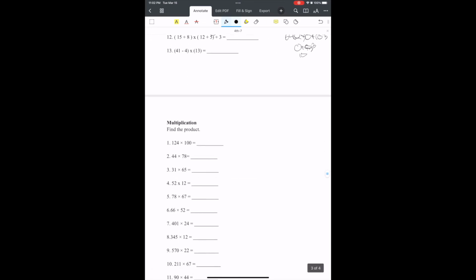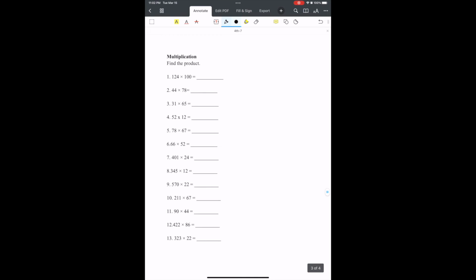And let's move on to multiplication. Again, multiplication should be really easy, so we'll skim through this. So we'll start with number 1, 124 times 100. 0 times 4 is 0, 0 times 2 is 0, 0 times 1 is 0, 0 times 4 is 0, 0 times 2 is 0, 0 times 1 is 0, 1 times 4 is 4, 2 times 1 is 2, 1 times 1 is 1, and now you add them all up, and your answer is 12,400.